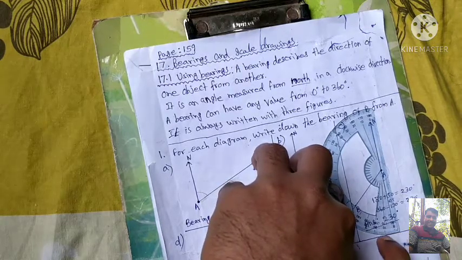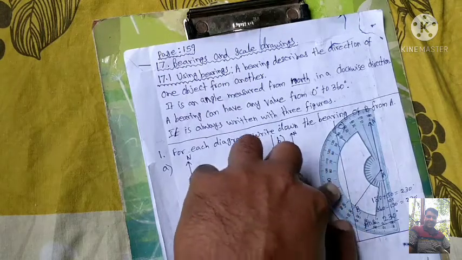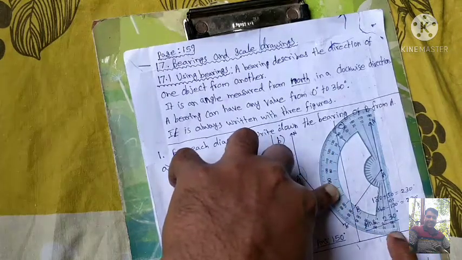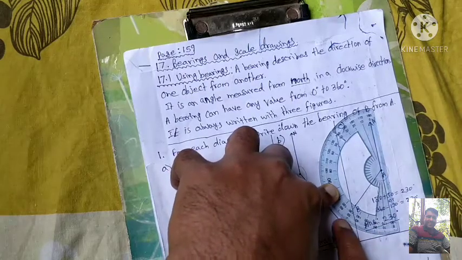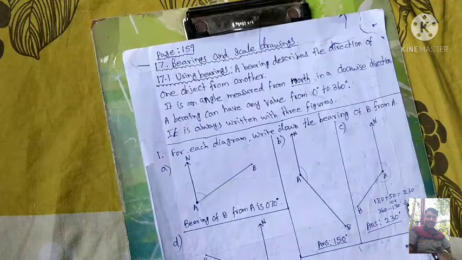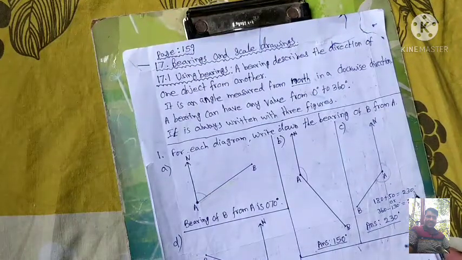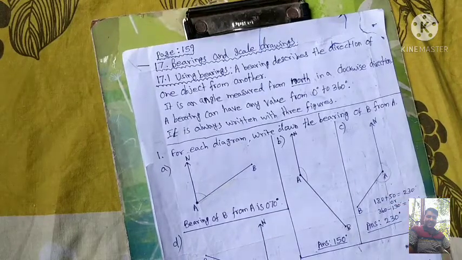0, 10, 20, 30, 40, 50. Is that right, guys? So it is 0 to 50. So 180 is already measured in the right side. Now we have 50 degree. So 180 plus 50 equal to 230 degree. So this angle is 230 degree. This is one method. Or if you want, 360 minus, you can do it.